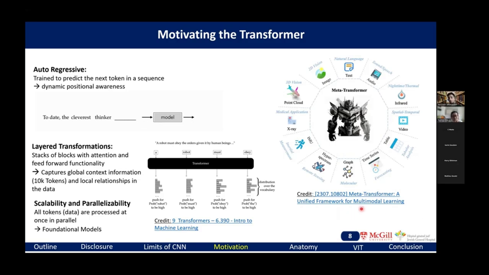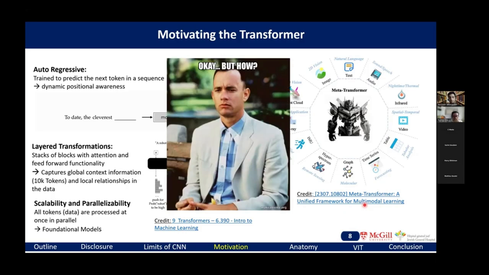And this paper from 2023, actually, they proposed Meta-Transformer. You can take a look at the paper later on, and it shows how capable these models are across a variety of data formats that may be out there. Okay, but how, right? How is a transformer able to perform so well across so many different data types?